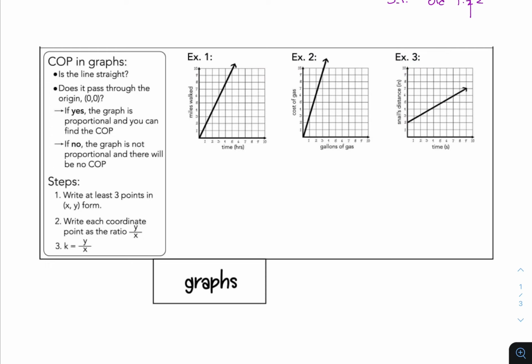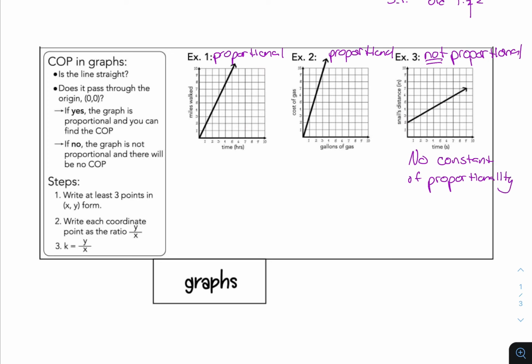All right, first and foremost, example 1 is proportional because it is a straight line and passes through 0, 0. Example 2 is proportional for the same reason. And example 3 is not proportional because it doesn't pass through 0, 0. So if it's not proportional, can it have a constant of proportionality? No, it cannot. So no constant of proportionality for this guy. None whatsoever. Not possible.